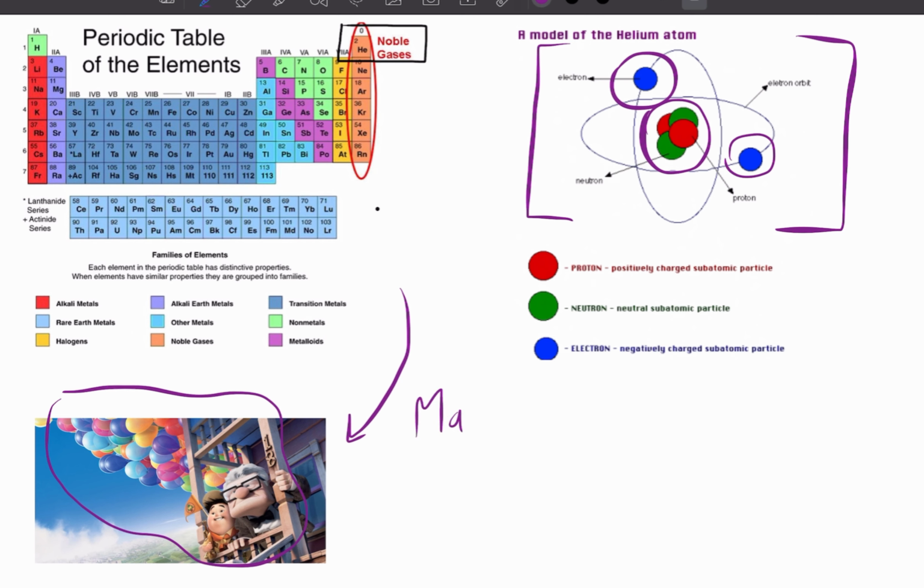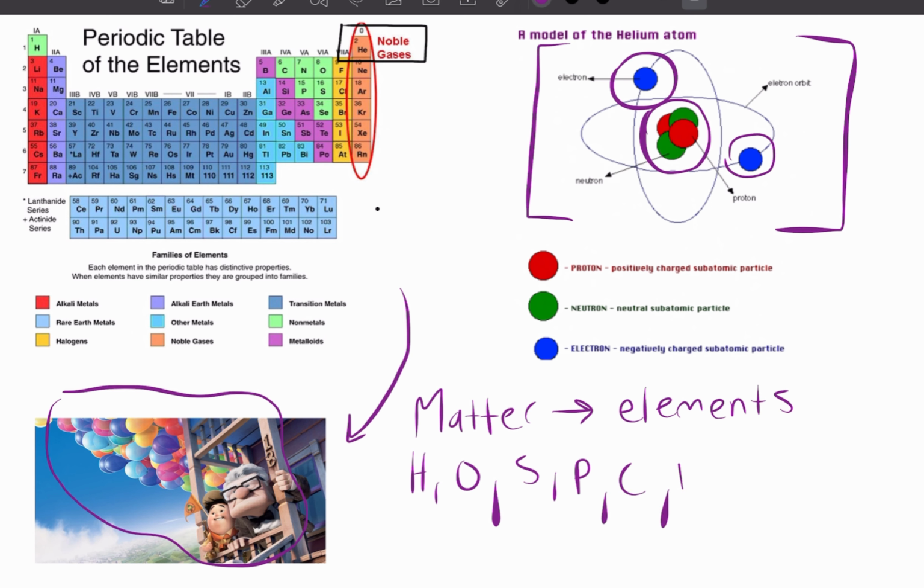So again, anything that takes up space is matter, right? Matter is made up of something called elements. Some examples of elements are what? Hydrogen, oxygen, sulfur, phosphorus, carbon, or nitrogen. And I chose these specifically because they make up 96% of all living matter, right?